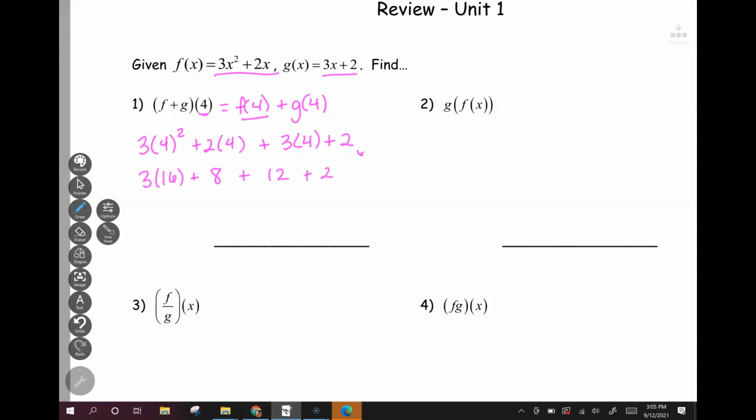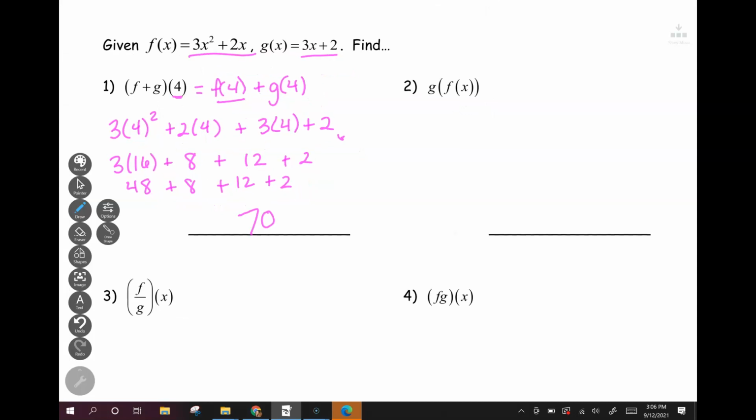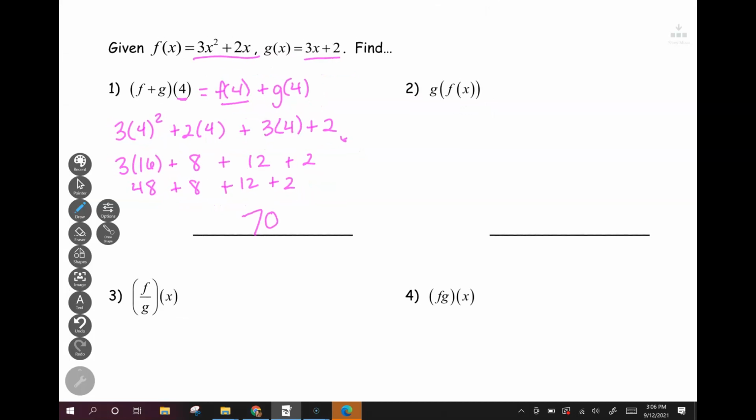48, multiplying 3 times 16, 48. And then we're just going to add those numbers together. Let's see, that gives me 20 plus 50 is 70. And that's it. So you're plugging in 4 and adding those two together.